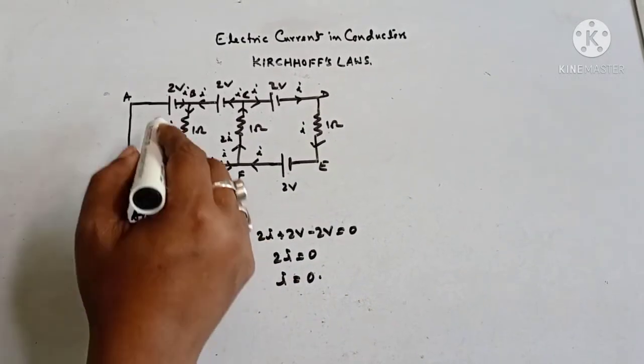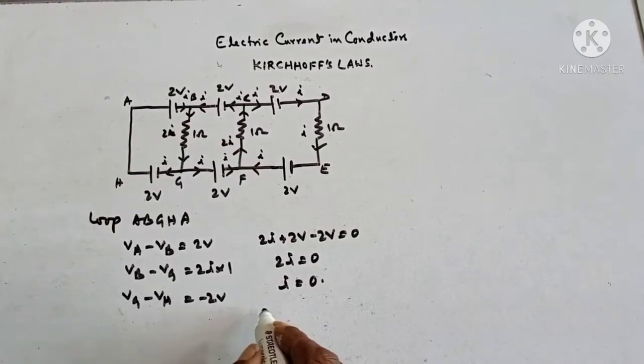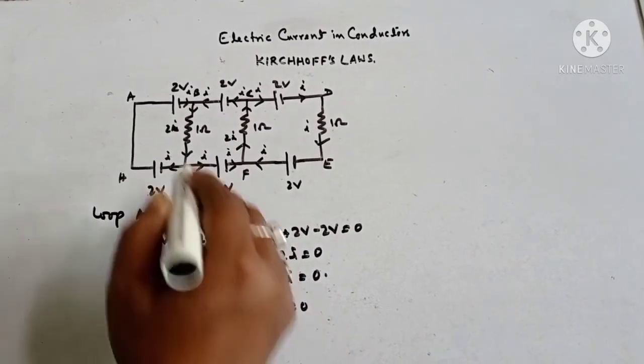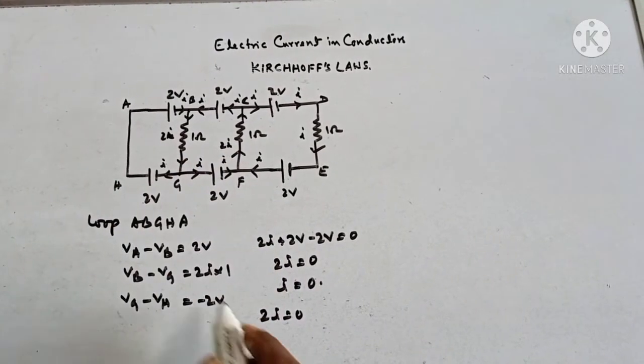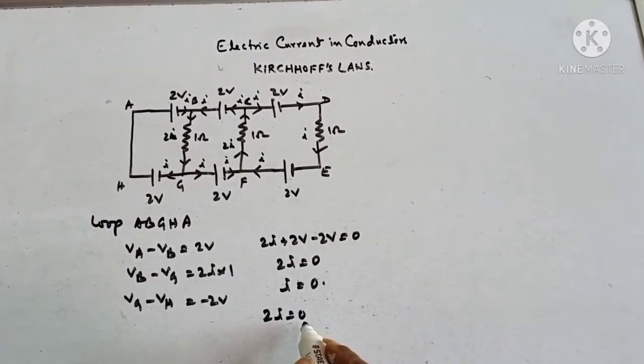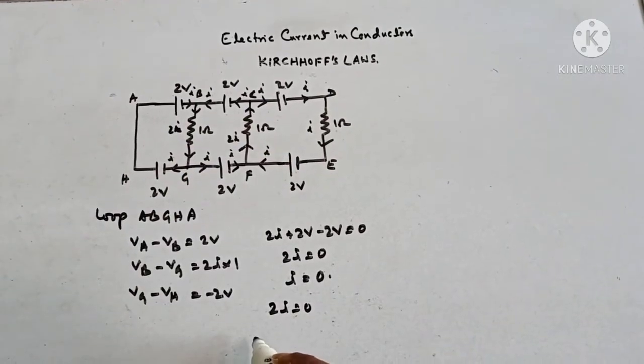So here you see the current flowing, 2I, it is equal to 0. Here you can see the current flowing through this is 0, and in each resistor the current flow is 0.